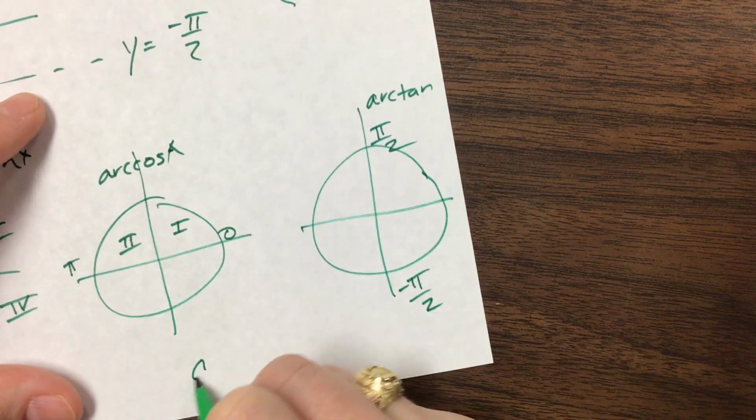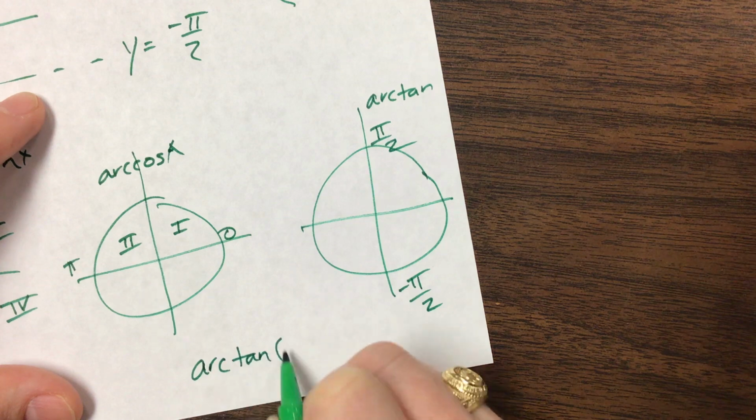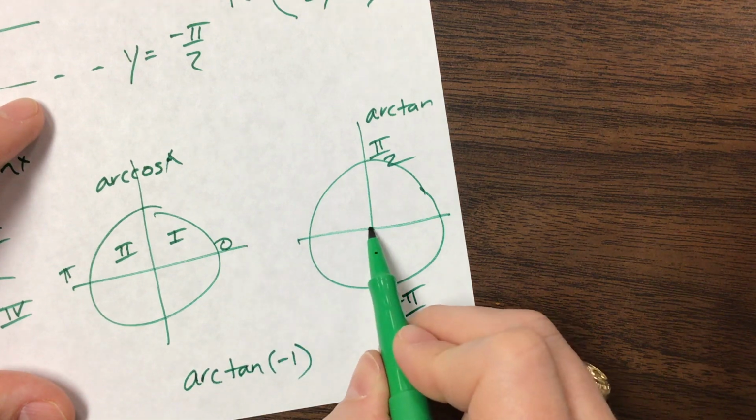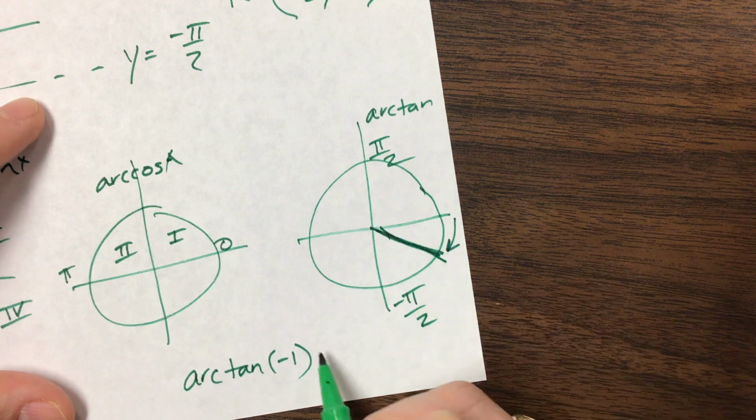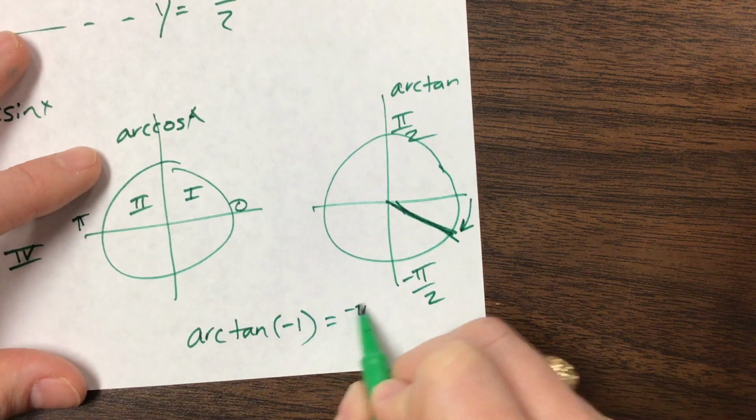So if I were to say, what's arctangent of -1? Well, I have a slope of -1 down here, but I've got to get there in the negative direction, so this would be equal to negative pi over 4.